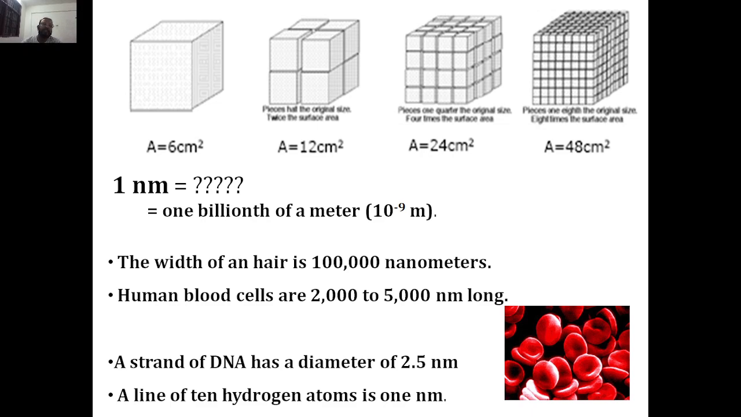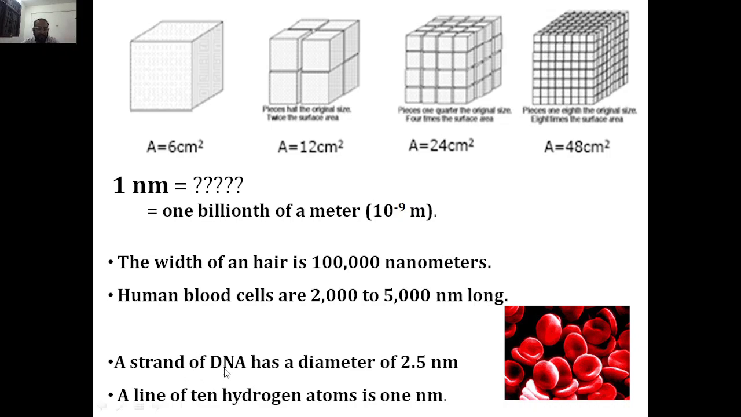Here are some examples. 1 nanometer is 1 billionth of 1 meter, that means 1 billion times less than 1 meter. The width of a hair is around 100,000 nanometers. That means in our hair diameter we can fit 100,000 nanoparticles. Human blood cells are around 2,000 to 5,000 nanometers long. Just blood cells, not the whole blood.